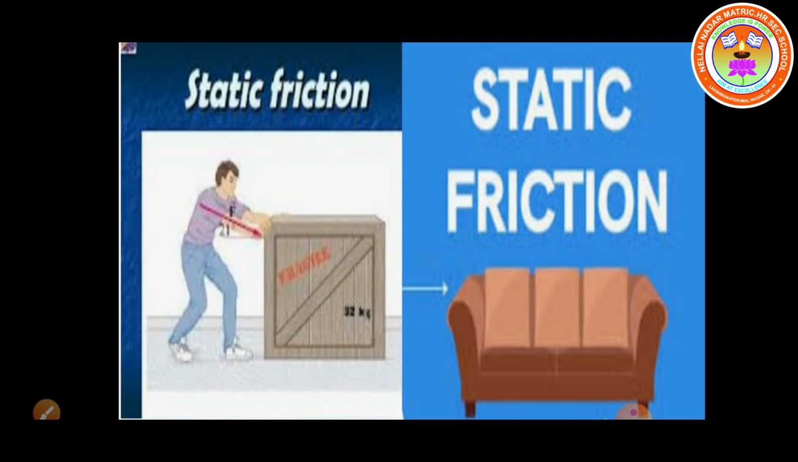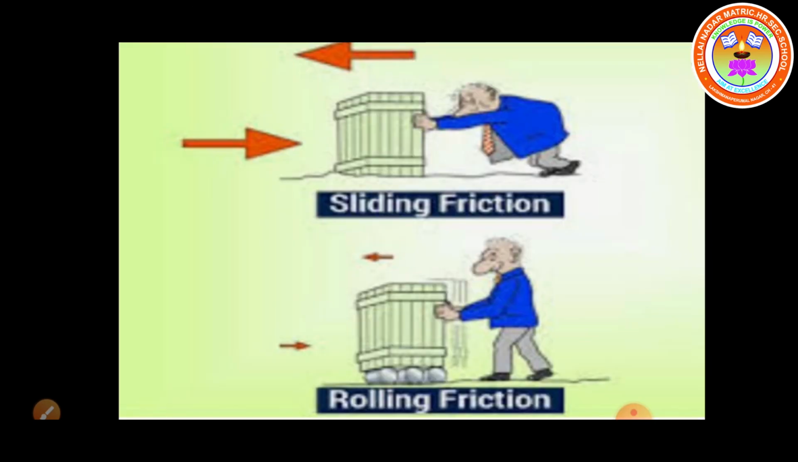So what is static friction? The friction experienced by the bodies which are at rest. But the kinetic friction, the friction existing during the motion of bodies, is called kinetic friction. So what are the two types of kinetic friction? One is sliding friction and another one is rolling friction. Isn't it? So first we move on to sliding friction.